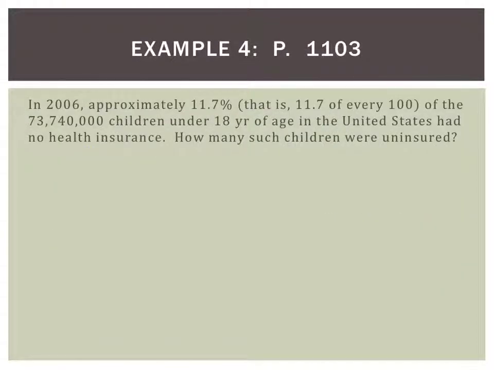Okay, example 4. In 2006, approximately 11.7% of the 73,740,000 children under 18 years of age in the United States had no health insurance. How many such children were uninsured? Okay, so this is a percent problem, and for percents, you just need to remember part over whole equals percent over 100. Notice that they said 11.7%, which is 11.7 out of every 100. So percent means out of 100.